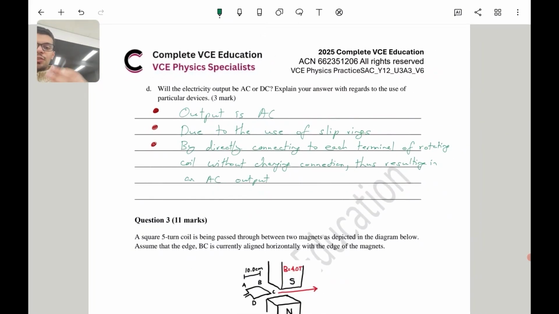If you want, you can also mention how we do not use a split ring commutator here. And it would be a good idea to actually mention that, since devices is a plural. So this is actually implying that you must talk about more than one device. So we can also mention as well that if a split ring commutator was used instead, then the output would be DC.